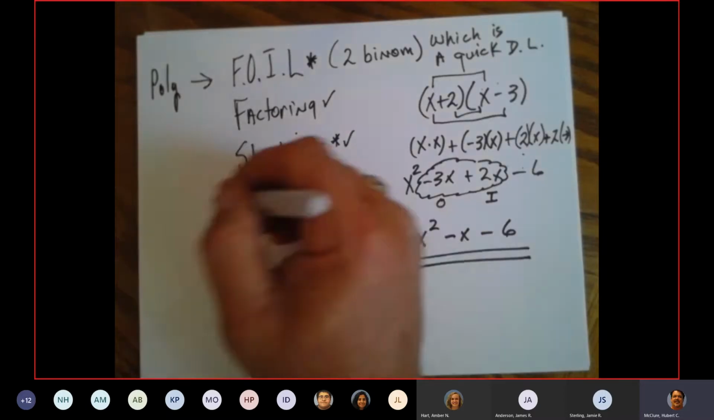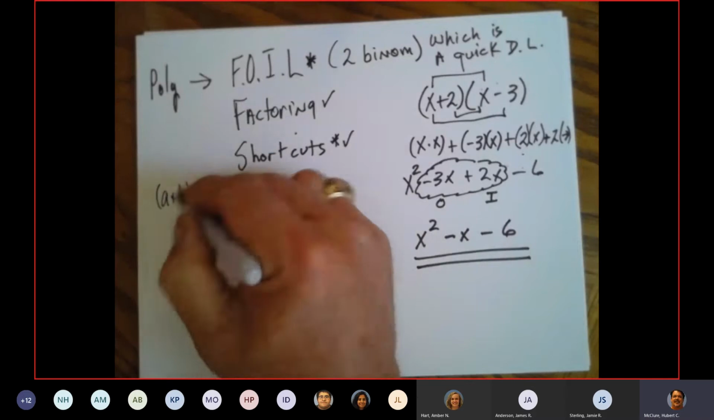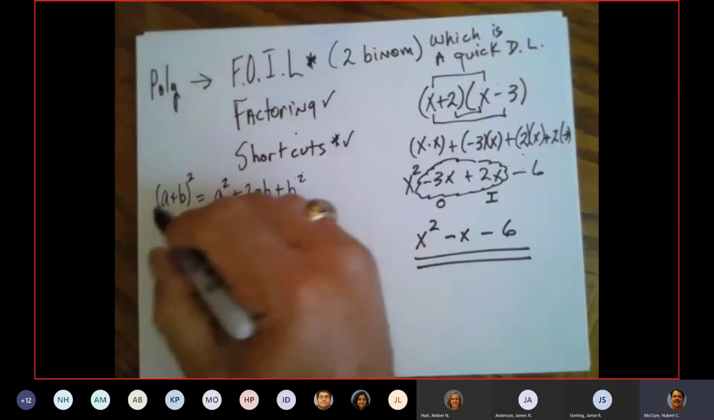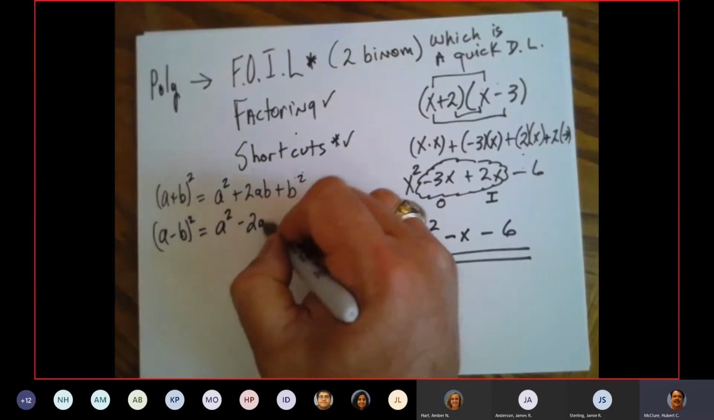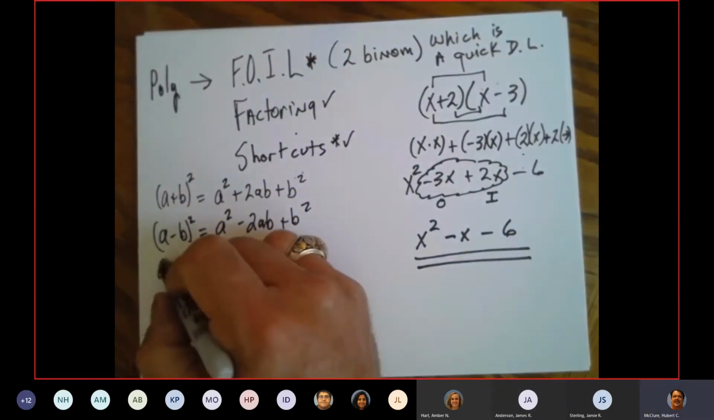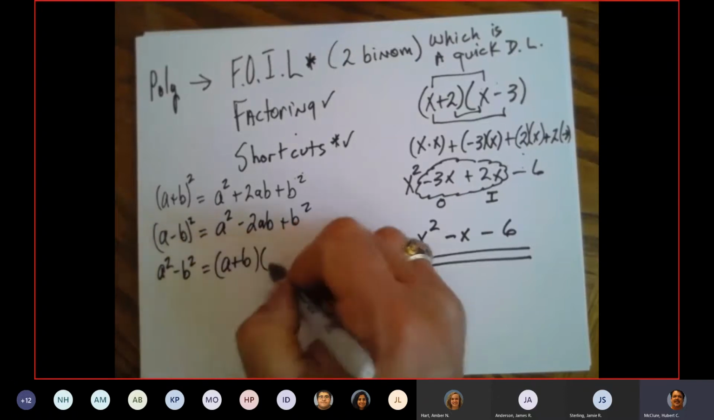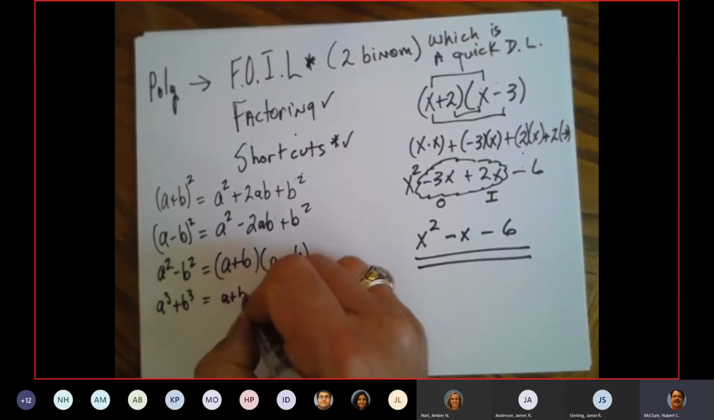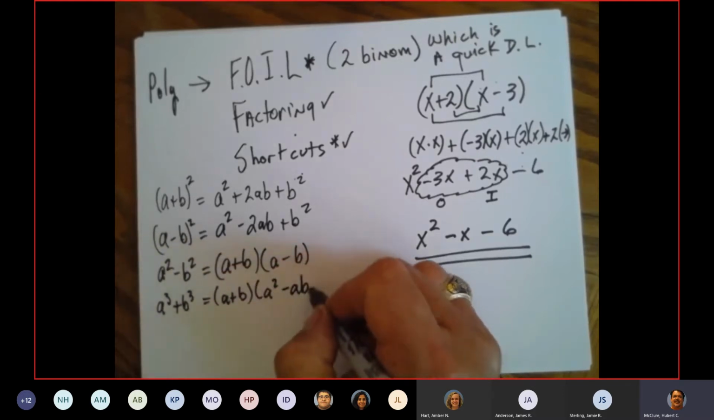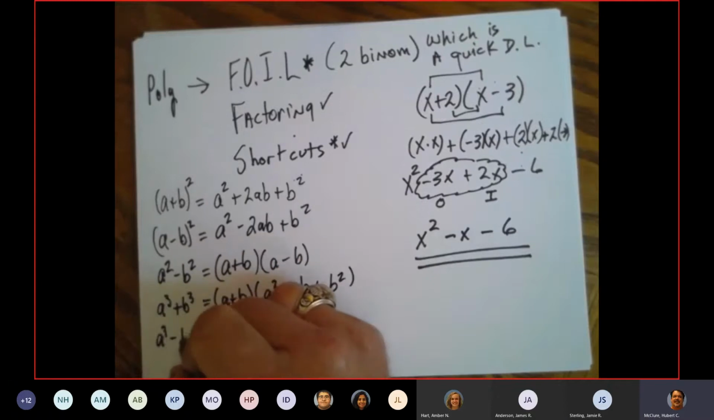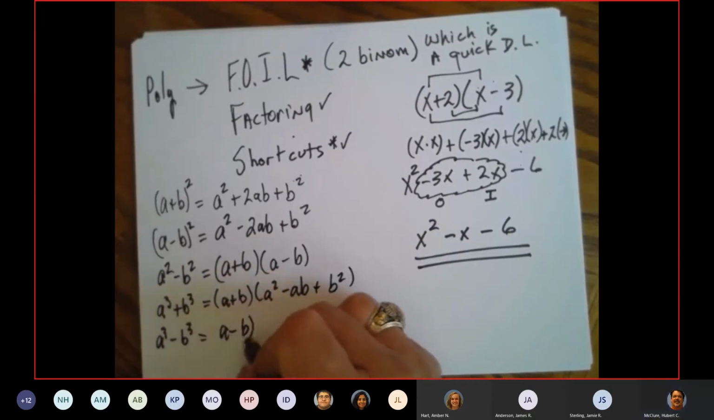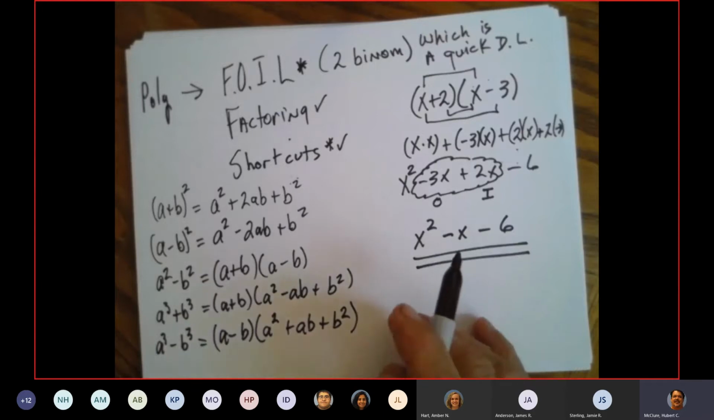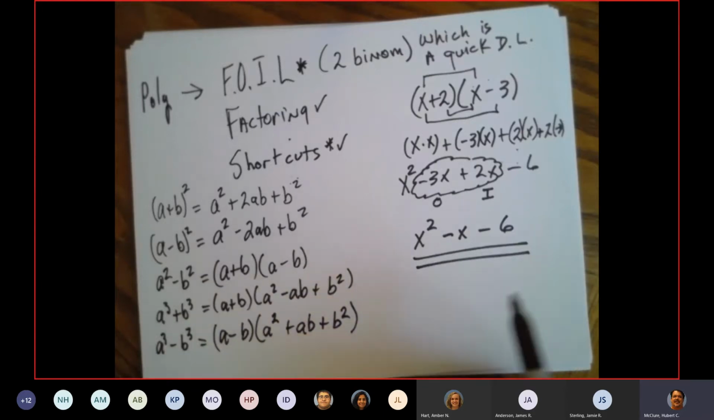So here we go. A plus B, quantity squared, is equal to A squared plus 2AB plus B squared. A minus B, quantity squared, is equal to A squared minus 2AB plus B squared. A squared minus B squared is equal to A plus B times A minus B. A cubed plus B cubed is equal to A plus B times A squared minus AB plus B squared. And A cubed minus B cubed is equal to A minus B times A squared plus AB plus B squared. And I guarantee you there's somebody out there going, huh? Okay, there's your shortcuts.